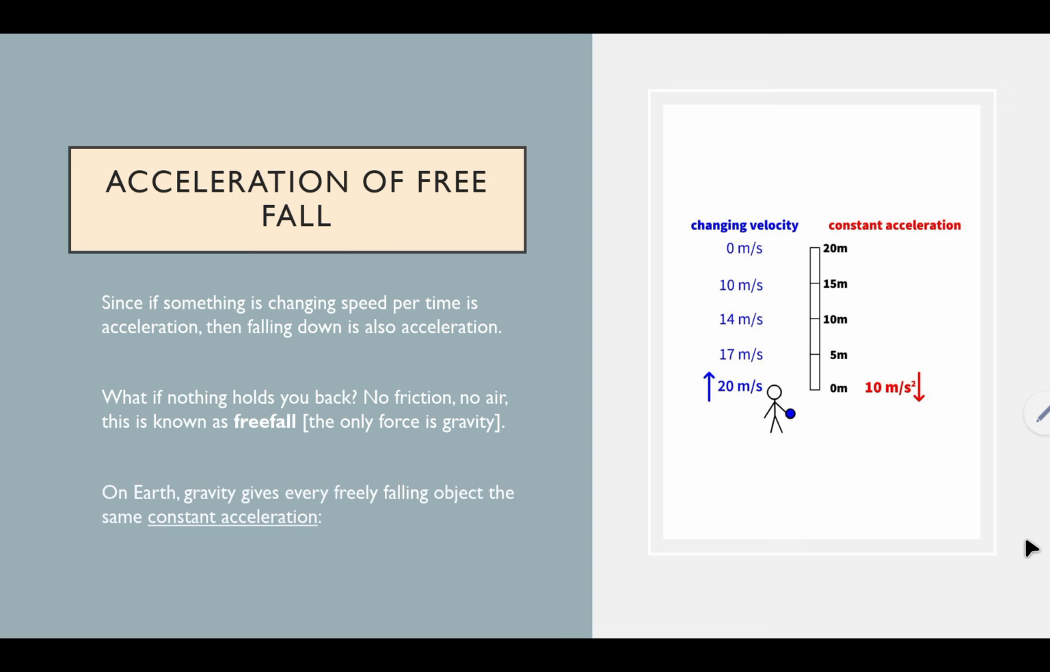On Earth, gravity gives every freely falling object the same constant acceleration, which is 9.8 meters per second squared. So if I tell you that I want you to get me the gravity on Earth, it is always 9.8 meters per second squared. This is a constant that you have to know by heart.